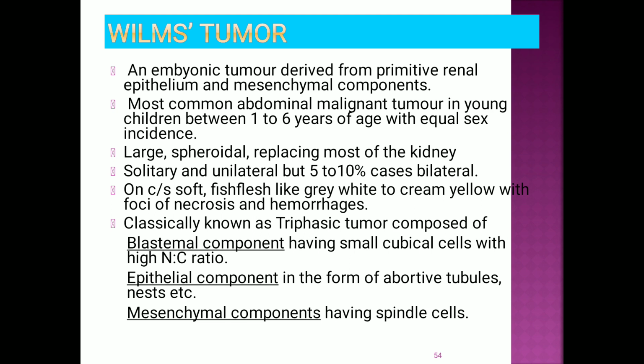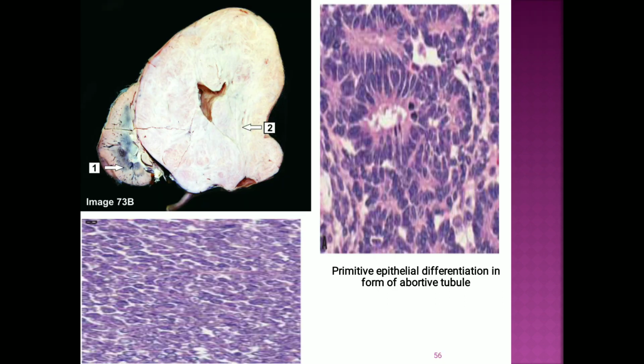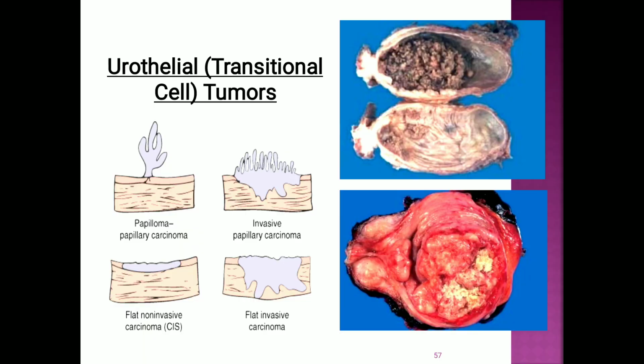Classically, it is known as a triphasic tumor composed of a blastemal component having small cuboidal cells with a high N:C ratio, an epithelial component in the form of aborted tubules, and mesenchymal components having spindle cells. The figure on the left shows the gross and the figures on the right and below show the microscopy of Wilms tumor. On the right, primitive epithelial differentiation in the form of an aborted tubule is seen.